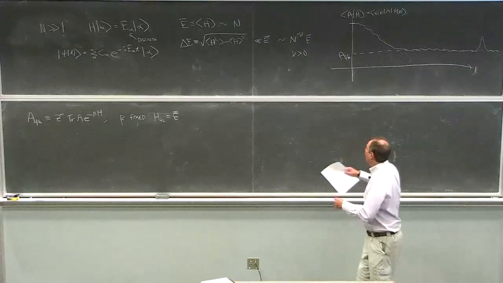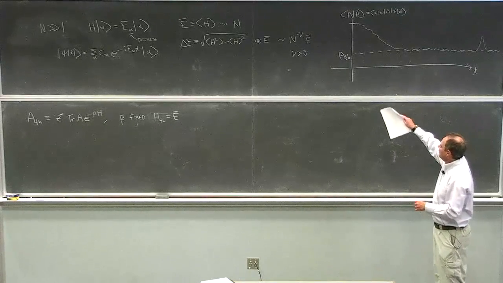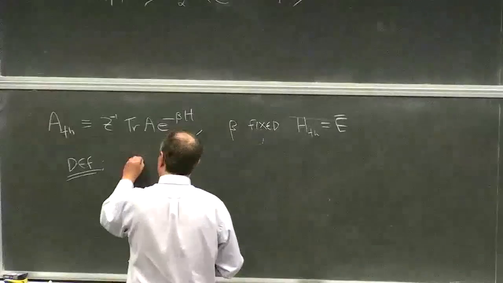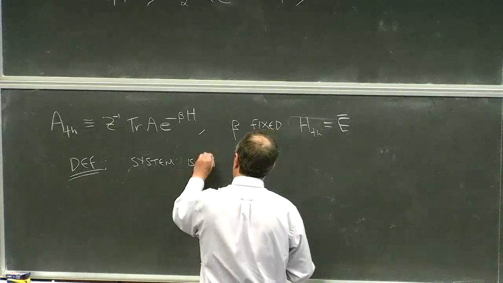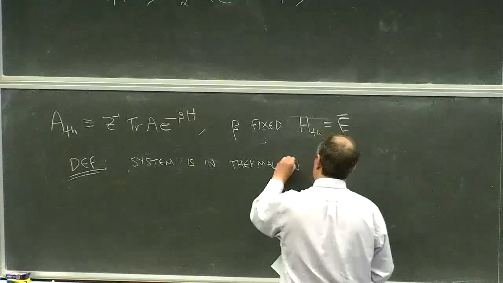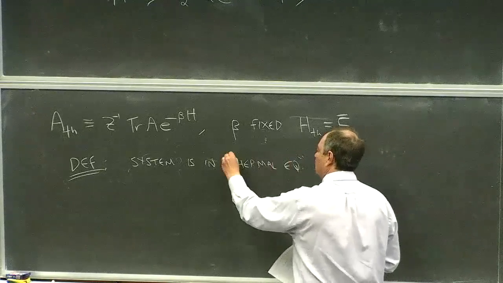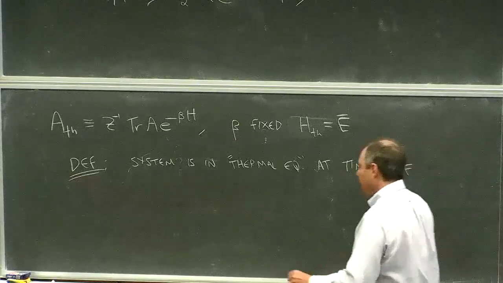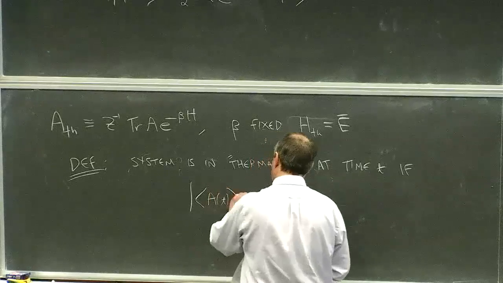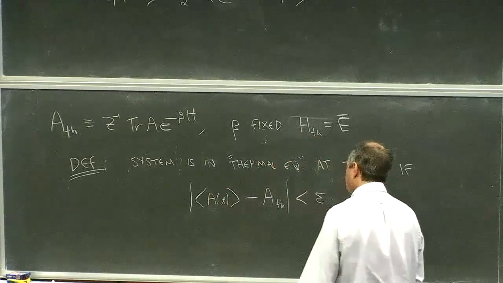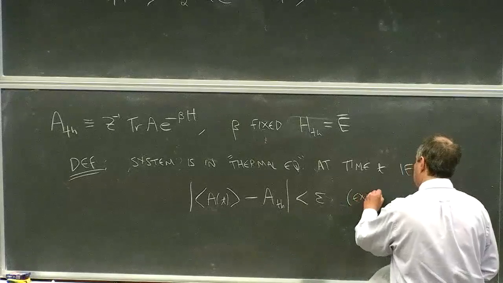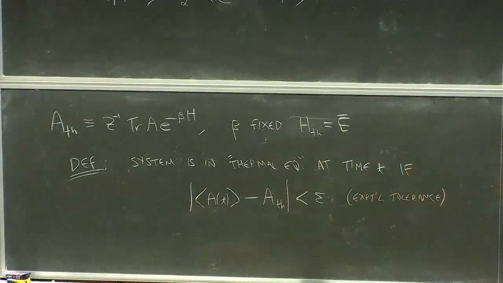And so I've already basically alluded to this, but we really need a definition of thermal equilibrium. And so I will use the following definition. We'll say that the system is in "thermal equilibrium", put quotes around it to emphasize that it's my definition, at time t if the difference between the quantum time-dependent expectation value and the thermal expectation value is less than some number epsilon, which we should think of as some sort of experimental tolerance when we make our measurements.